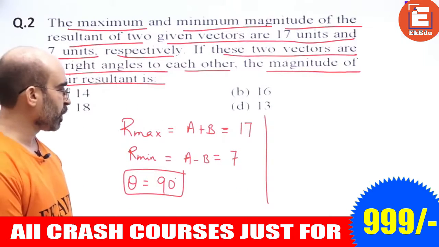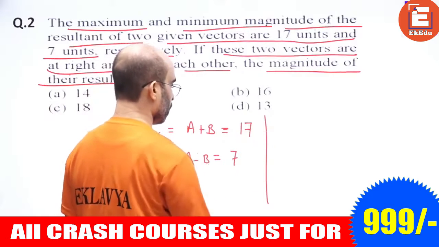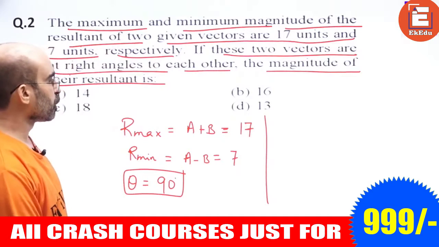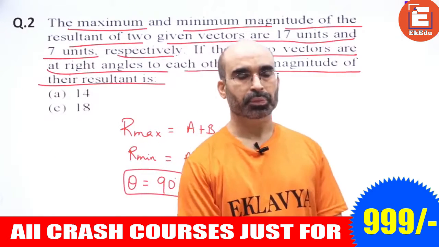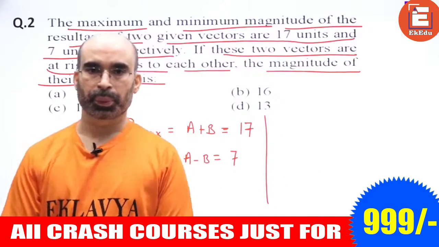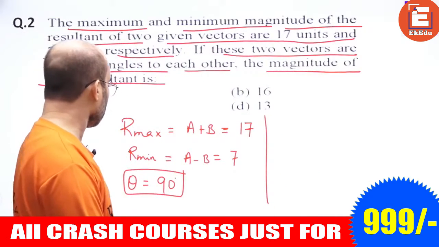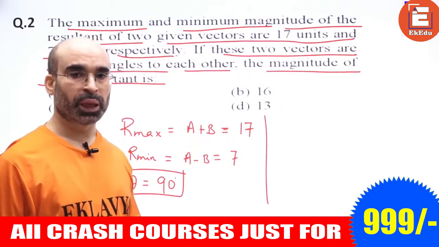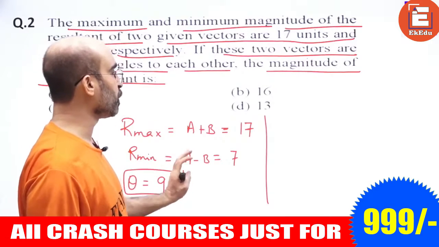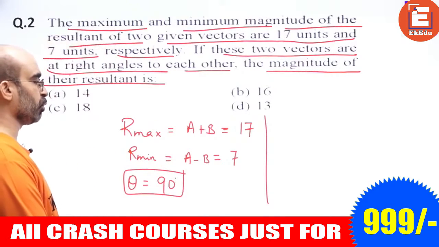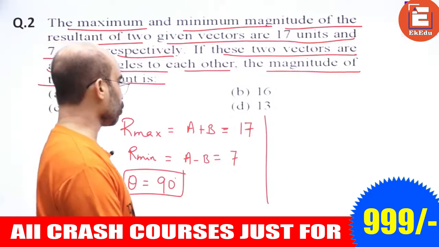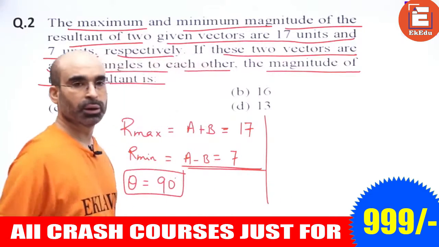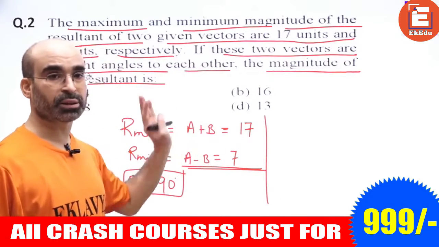So can we work it out? The angle between the two vectors is given. How can we do this? We need to work out these two equations. The value of A and the value of B we need to find out. How to get it? Just solve these two equations, and we will get the result.